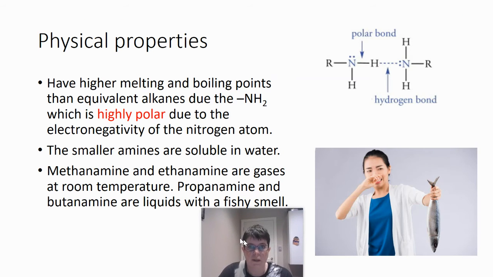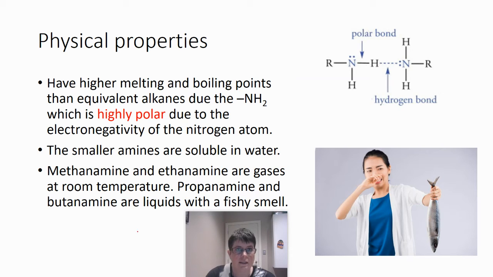Now, the physical properties of amines is that they have higher melting and boiling points than their equivalent alkanes due to the NH2 group, which is highly polar due to the electronegativity of the nitrogen atom. Just like the alcohols, the smaller amines are soluble in water. Methanamine and ethanamine are actually gases at room temperature, and propanamine and butanamine are liquids with a fishy smell. In fact, all the really bad smelling things in the world are probably amines.